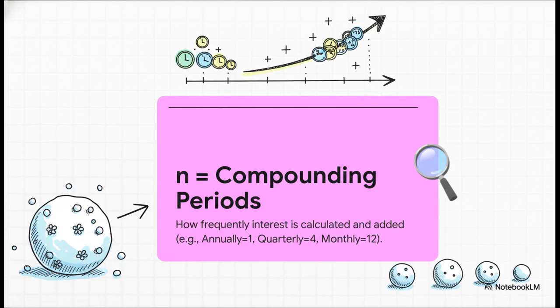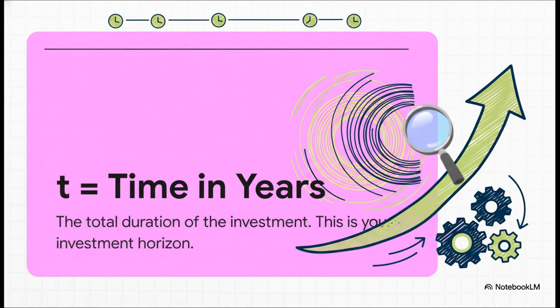If it's done annually, N is 1. If it's quarterly, N is 4. If it's monthly, N is 12. The higher N is, the more frequently your snowball gets a fresh layer of snow, and the more powerfully the growth accelerates. And finally, we have T for time in years.